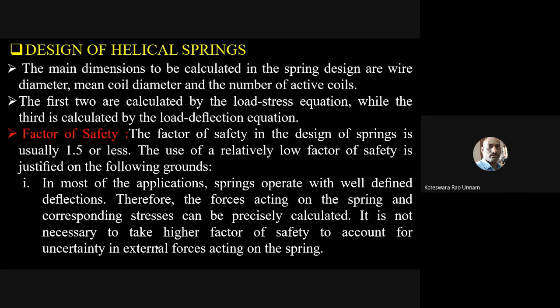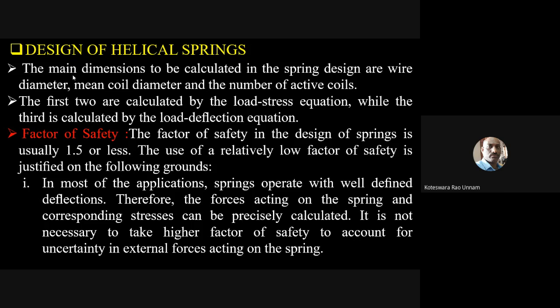Okay, so the main dimensions to be calculated in the spring design are wire diameter, coil diameter, and number of active coils. That's what we already discussed. The first two are calculated by the load stress equations, while the third is calculated by the load deflection equation. So in the design of a helical spring, you need to determine three important parameters: wire diameter, mean coil diameter, and number of active turns.